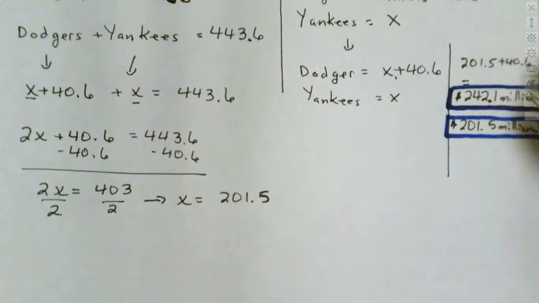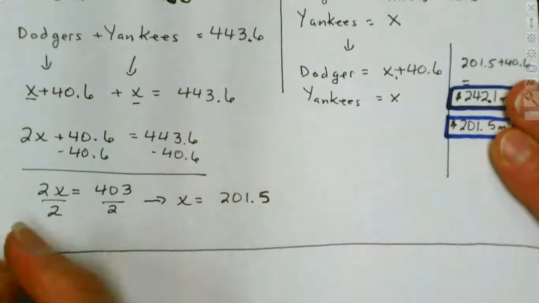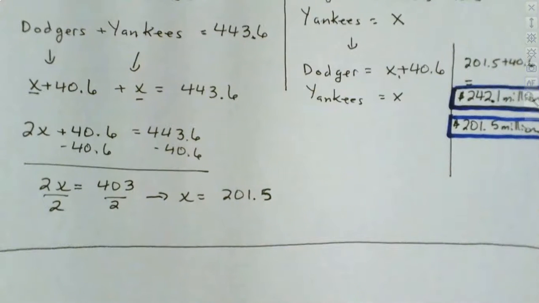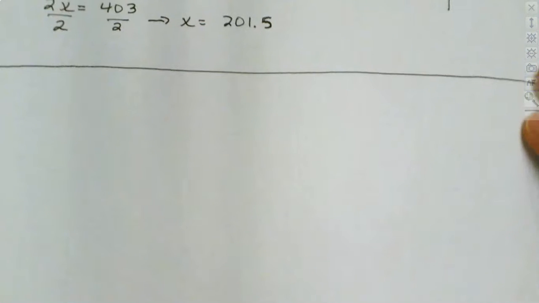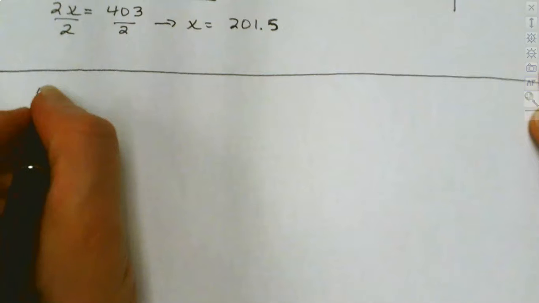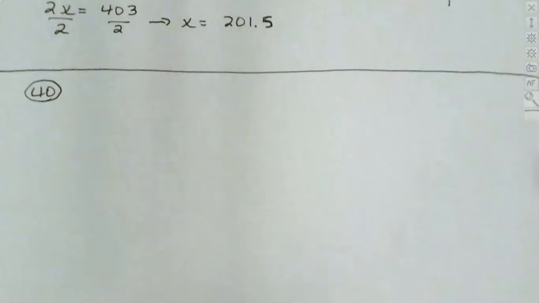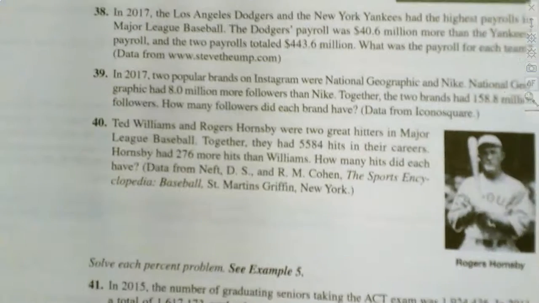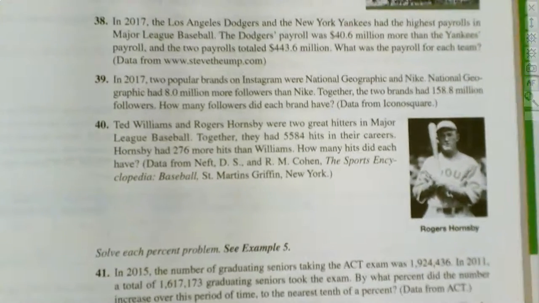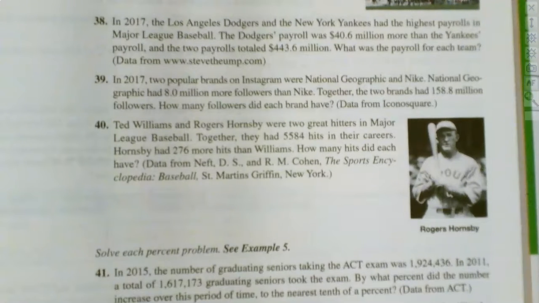Let's do one more of these. Again, I'm going to try and do 2 of each type at least. Question 40. This one is 2 Major League Baseball players again. We're going to be comparing Ted Williams and Roger Hornsby. Anytime you have a total, you're going to solve it like this.